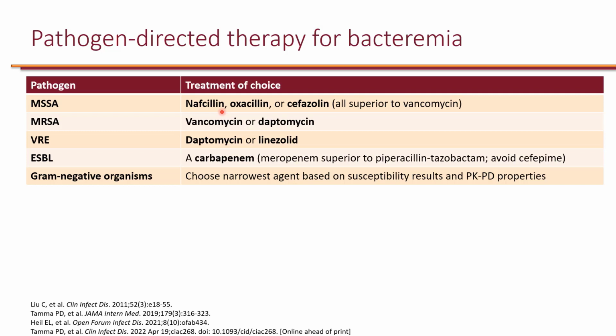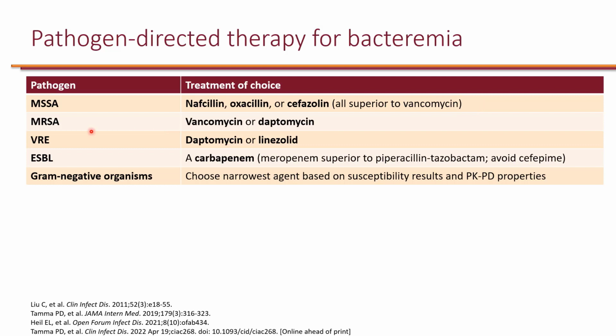And when you look at the dosing, I haven't listed the dosing for these agents here. Cefazolin is dosed every 8 hours, whereas nafcillin and oxacillin are actually dosed more frequently, every 4 hours. So it makes it more difficult to administer. Cefazolin, much better option. Now, of course, if somebody cannot tolerate beta-lactams, then vancomycin would be an alternative option for them.